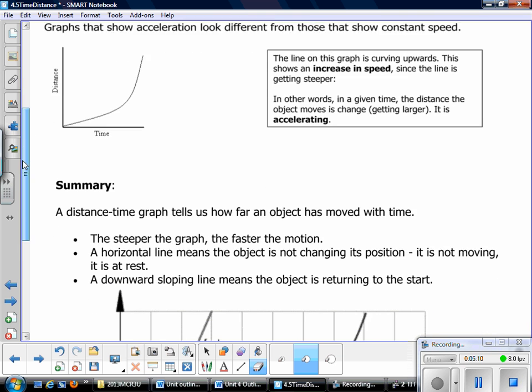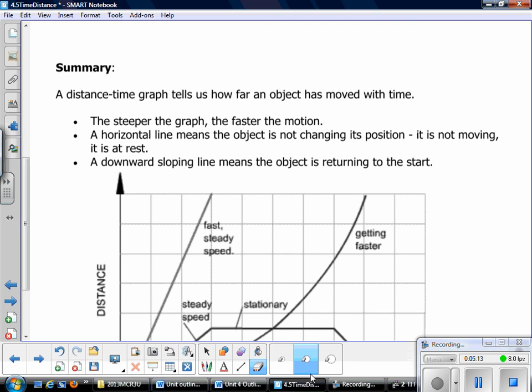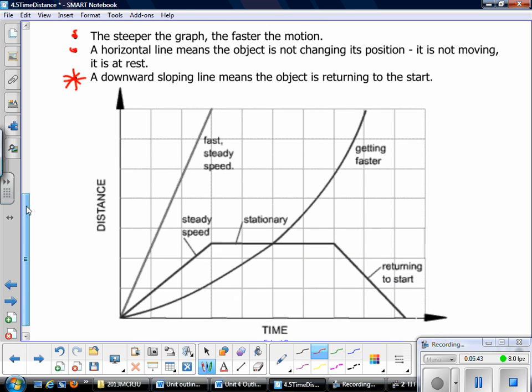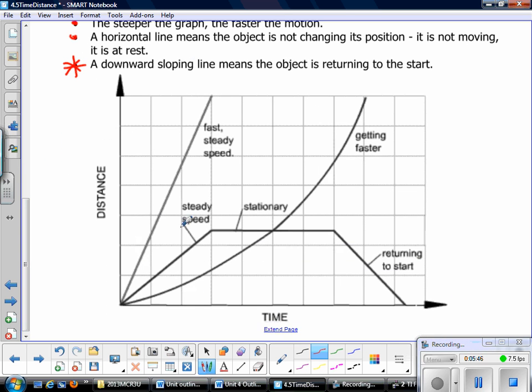Now, a summary of what I've talked about with these graphs. A time distance graph tells us how far an object has moved over time. The steeper the graph, the faster the motion. A horizontal line means the object is not changing its position. It's not moving. It's at rest. Time's still going on though. And a downward sloping line means the object is returning to the start. I didn't have a picture of a graph for that one. Now here are a few different things. Here we have fast and steady speed.